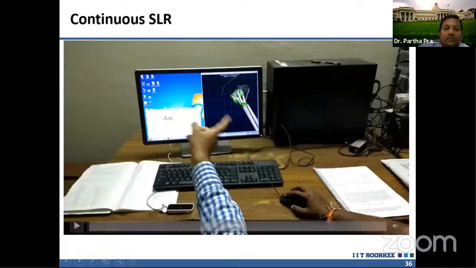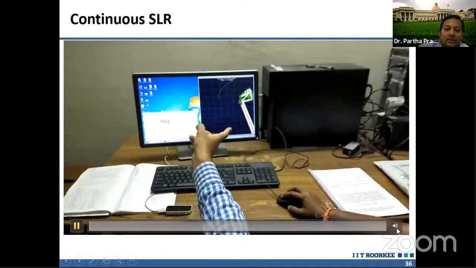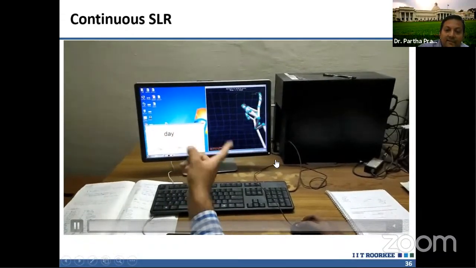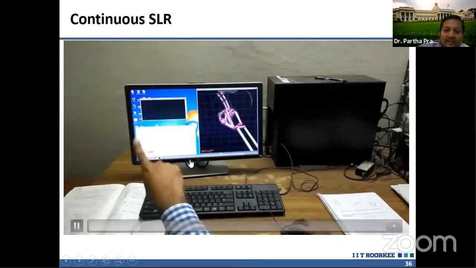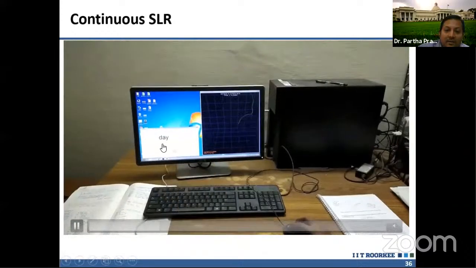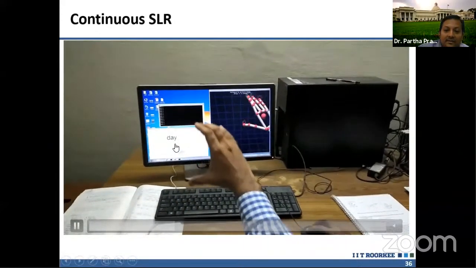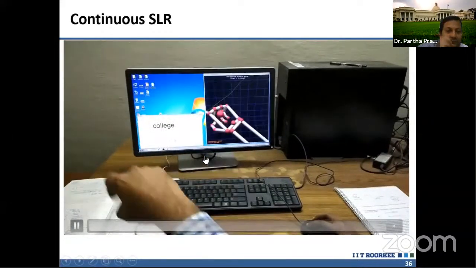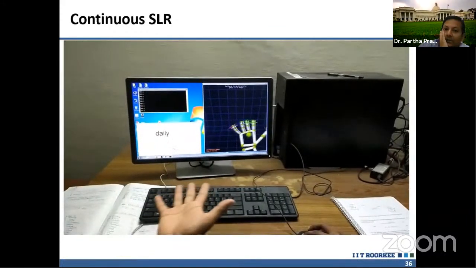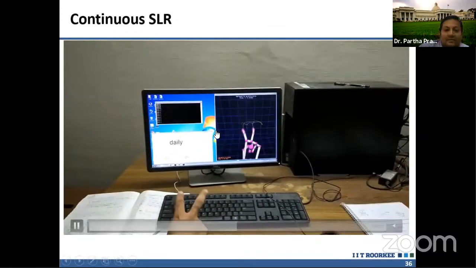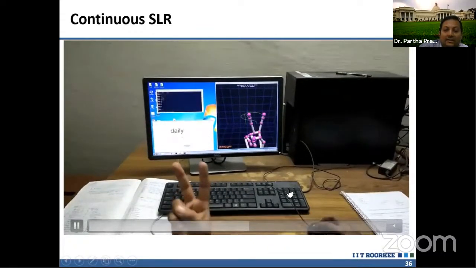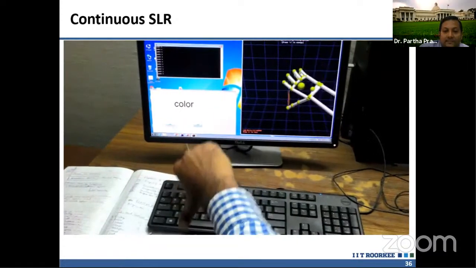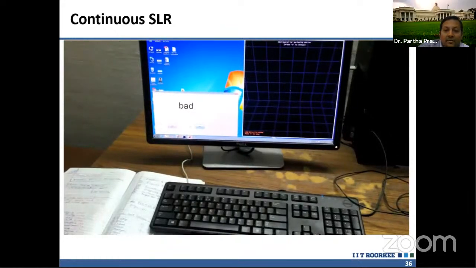In our lab, we have also developed some works. For example, you see here, this person is making some gestures, and these gestures are recognized and shown here. And what is the meaning of this gesture? When he's making this gesture, it is daily, a sea, whatever. So we have developed some prototypes for speech and hearing impaired people.